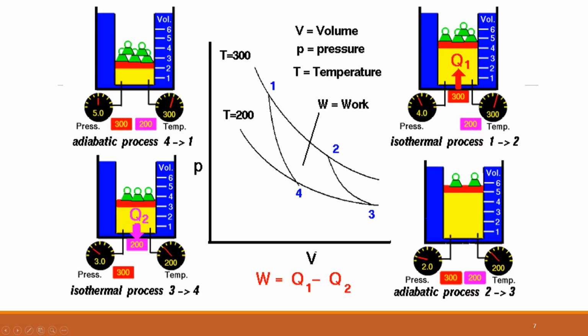The gas has absorbed heat Q1 from the hot reservoir and released heat Q2 to the cold reservoir. The difference between these two quantities represents the net work W done by the gas during the cycle, which can be expressed using the first law of thermodynamics as work done equals the heat absorbed minus the heat rejected. This work corresponds to the area enclosed by the process curves on the PV diagram. In essence, the Carnot cycle demonstrates how heat energy can be converted into mechanical work.